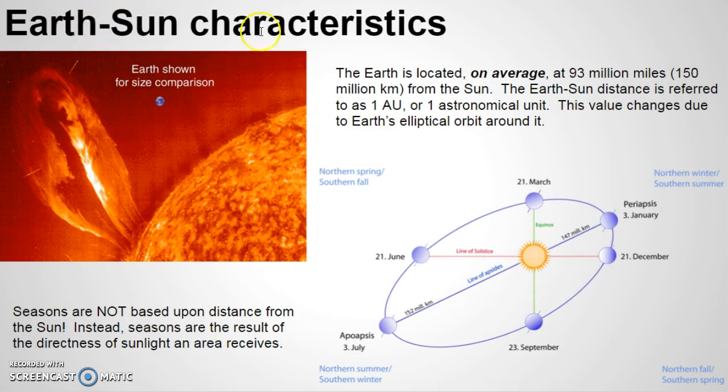Here I'm looking at Earth-Sun characteristics. The Earth is located on average at 93 million miles, 150 million kilometers from the Sun. The Earth-Sun distance is referred to as 1 AU, or 1 astronomical unit. This value changes due to the Earth's elliptical orbit. It changes by about 5 million kilometers, or roughly 3 million miles, plus or minus.